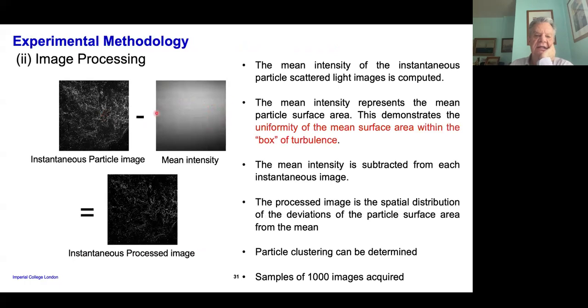We subtract the mean intensity, averaged over many images, from the instantaneous. In principle, if the particle distribution is uniform in space, which you see here, that it is a part of the Gaussian distribution of the laser light, which gives variation in the intensity, you would expect that after you subtract the mean intensity, the instantaneous distribution would be very similar to what you saw at the beginning, which is what you see.